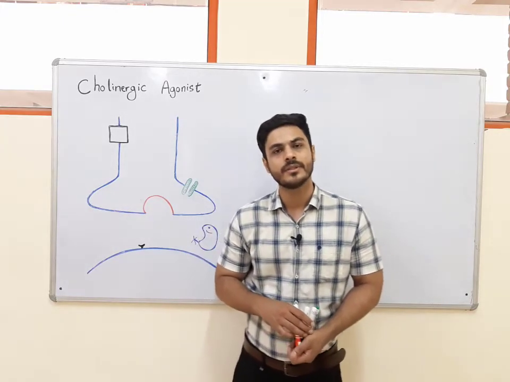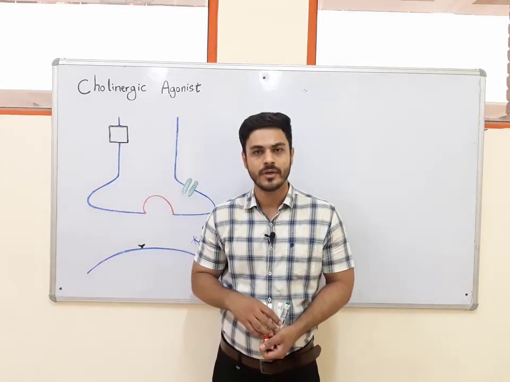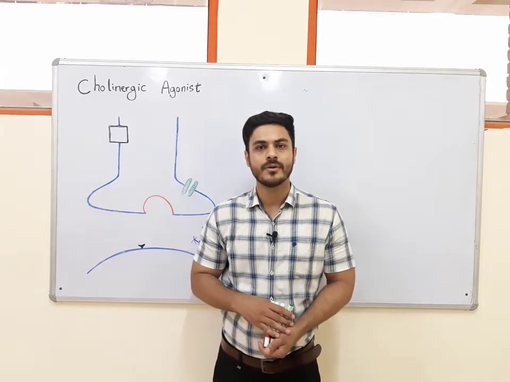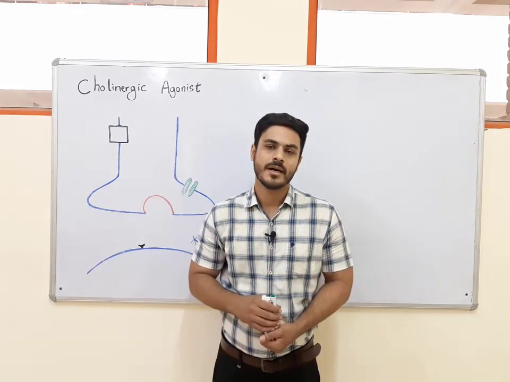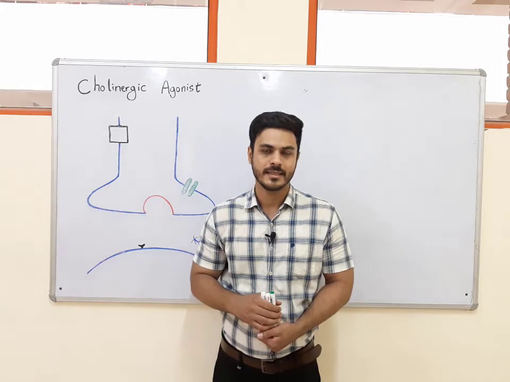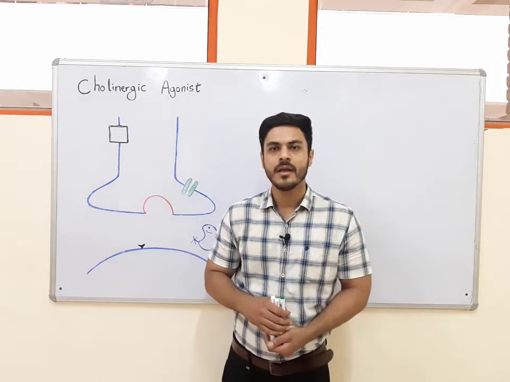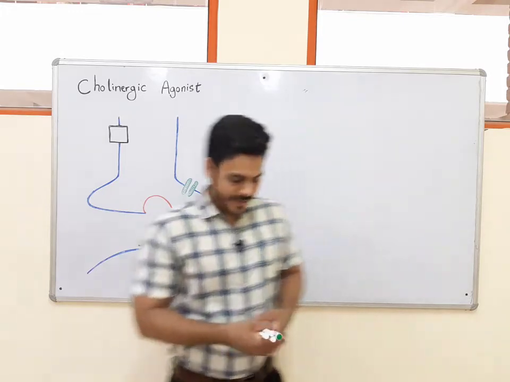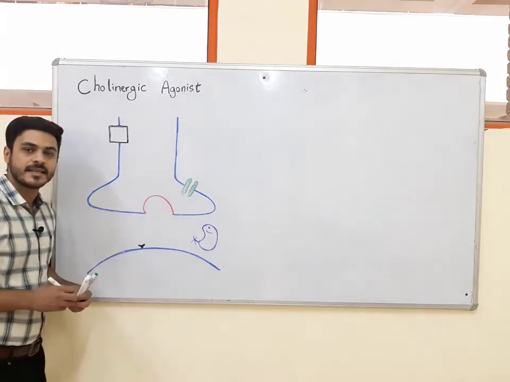Before talking about these drugs, first we should know about the neurotransmission in the cholinergic fibers. We should know about the synthesis, the release, as well as the metabolism of acetylcholine in the synapses and cholinergic fibers. Neurotransmission in the cholinergic fibers has 6 steps.